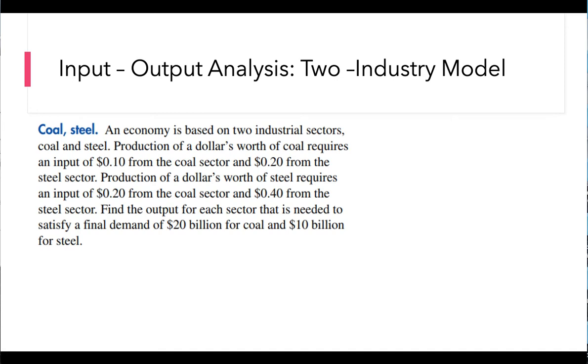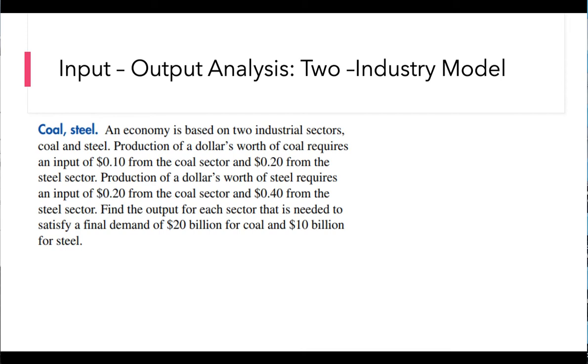So first of all, what we're doing here is we're looking at how these two industrial sectors are related to each other. You see how to create $1 worth of coal, it requires coal. And to create $1 worth of steel requires some steel. So these sectors are all interrelated.